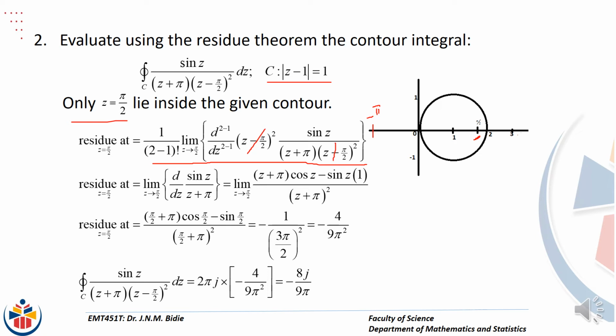We're using the quotient rule. Note that it must be the denominator first, multiplied by the derivative of the numerator, minus the numerator times the derivative of the denominator. All of this is divided by the denominator squared. So what I did, instead of evaluating that, I went straight and substituted the limit, which is pi over 2, and simplified, and we got negative 4 over 9 pi squared. And again, the integral is 2 pi j times the sum of the residues, and the only residue we have is that one. We simplify and we get that answer.